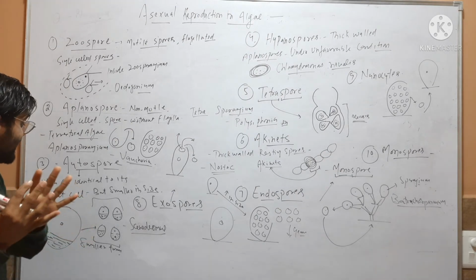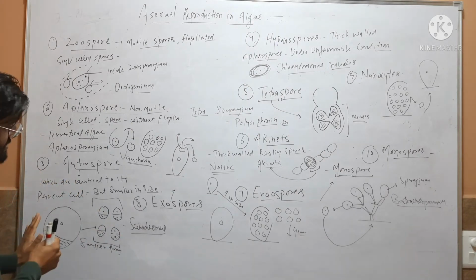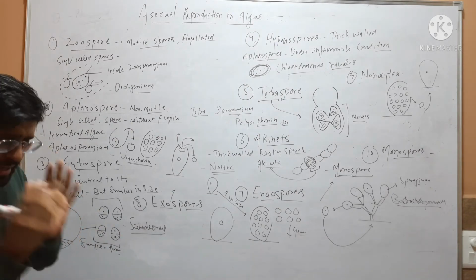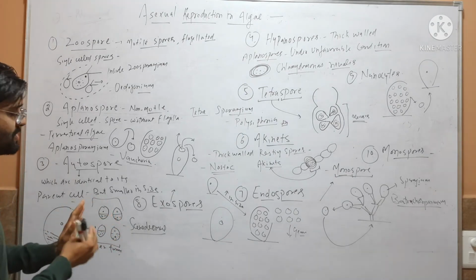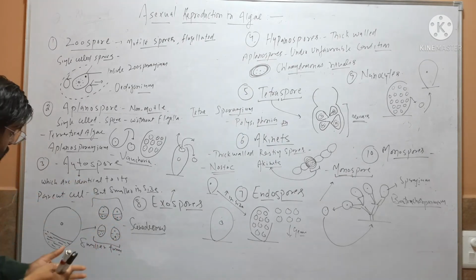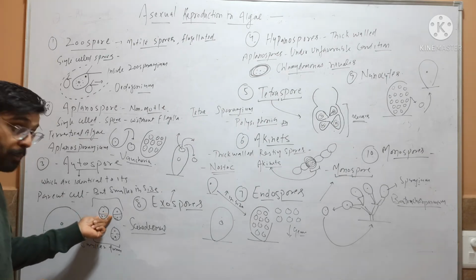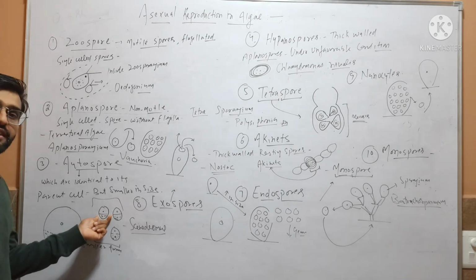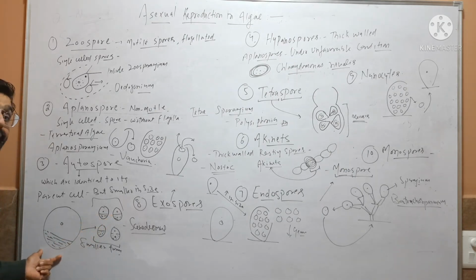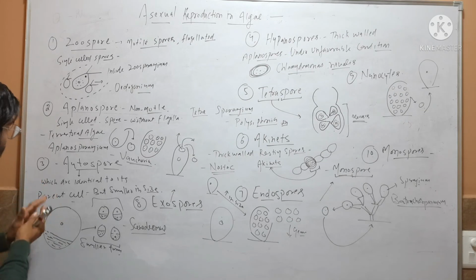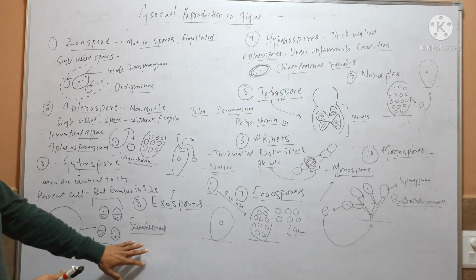Autospores, spores which are identical to the parent cell, a replica copy of its parent, but the difference is they are smaller in size. So you can say that here it is a miniature form of the cell. It has all the properties and will perform all the functions that its parent cell is performing. So it is a replica. These are found in Scenedesmus.